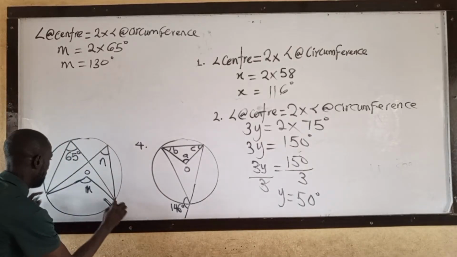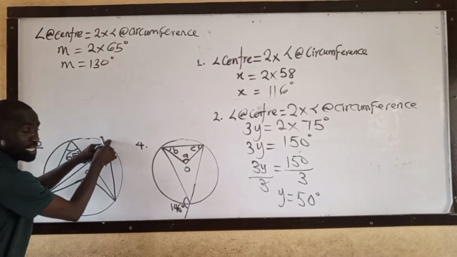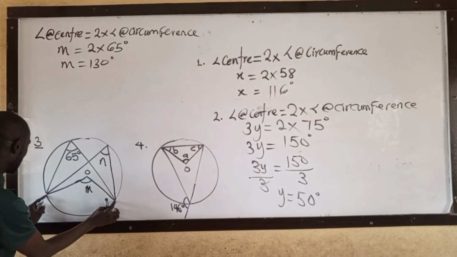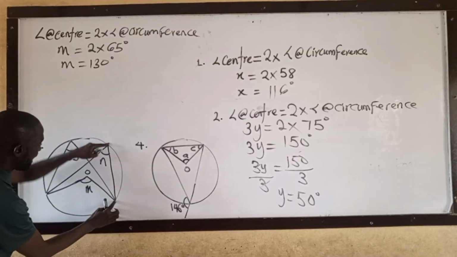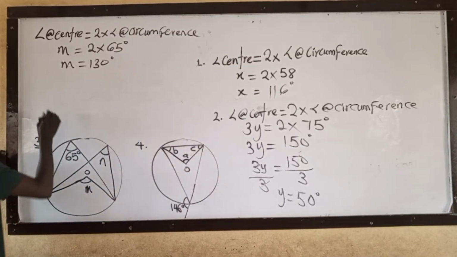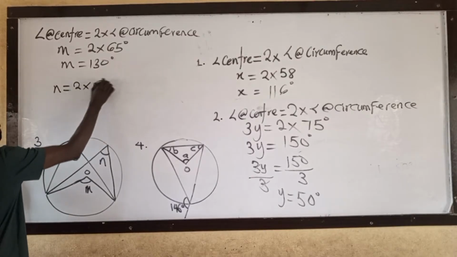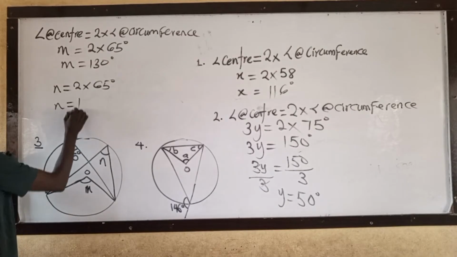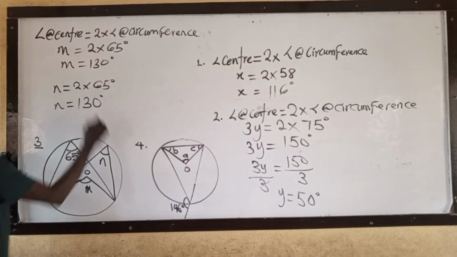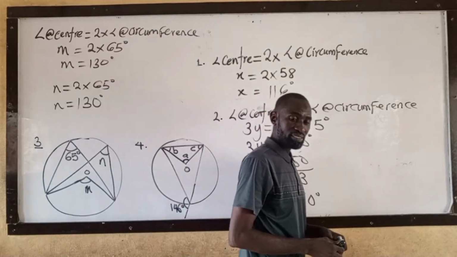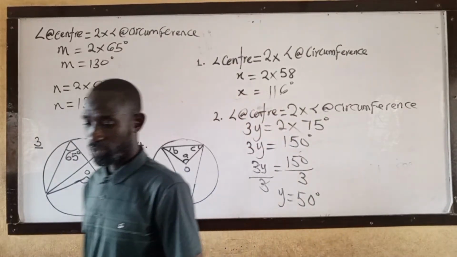The same thing. Center, circumference. You see that? M center comes back. The same arc carries this N, the circumference. So you see how our N equals what now? 2 times 65 degrees. So N equals 130 degrees. So angle at center is twice angle at circumference. Is it clear? Alright, good.